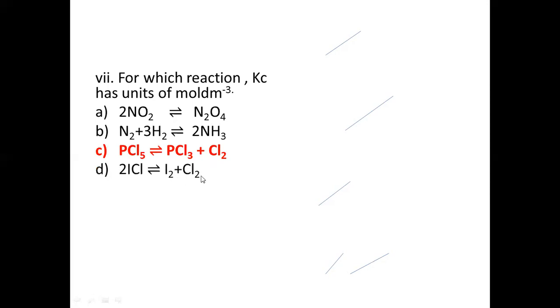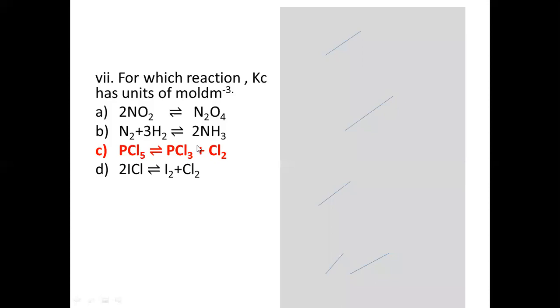So for the last case, when 2 moles of reactant and 2 moles of product are there, the number of moles of reactants is equal to the number of moles of product. So in this case, the Kc has no unit. Let us see the rest of the cases.